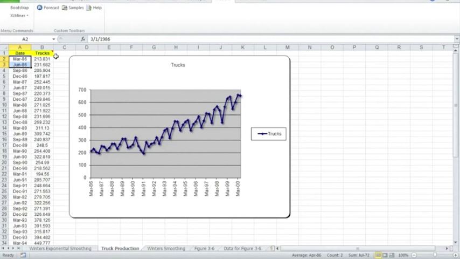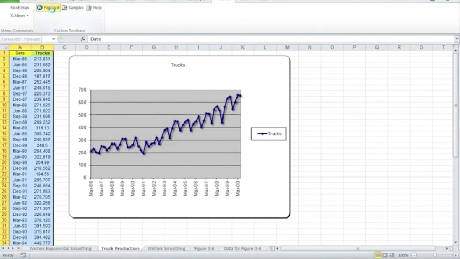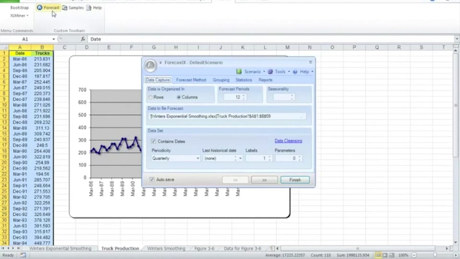I'm going to begin the forecast by putting the cursor in the upper left-hand corner and calling the ForecastX dialog box. You'll notice that the ForecastX Wizard has correctly identified the data as quarterly, and it's also identified that there's one label at the top. That is the first row where it says date and trucks. The forecast period default is 12, and I'm going to leave the default as is.